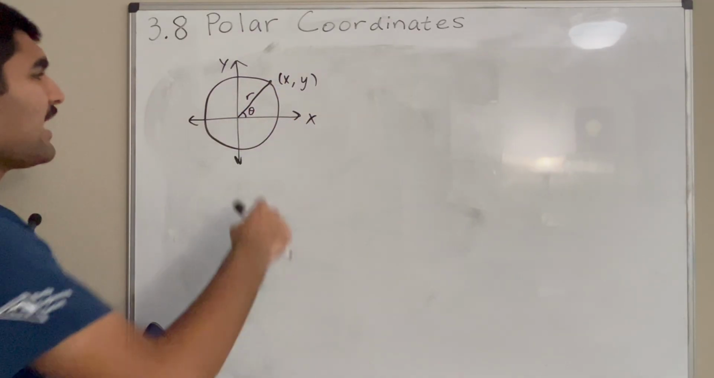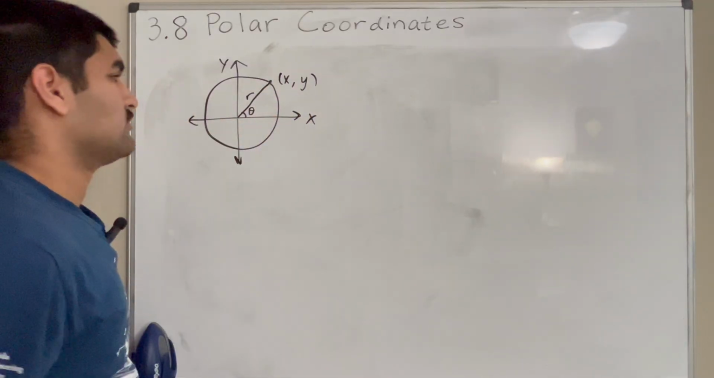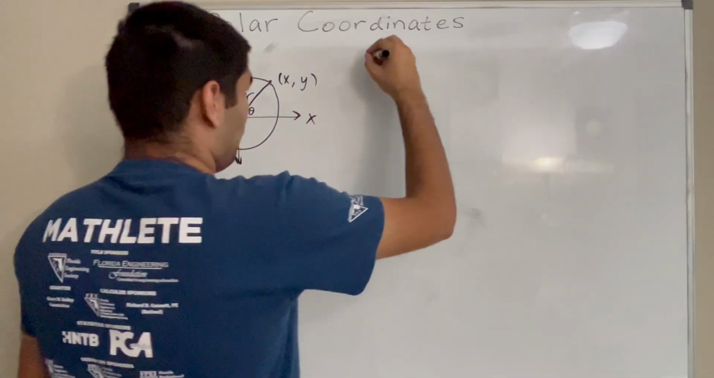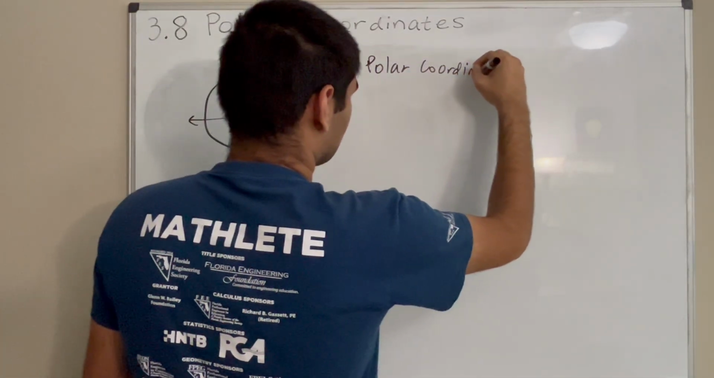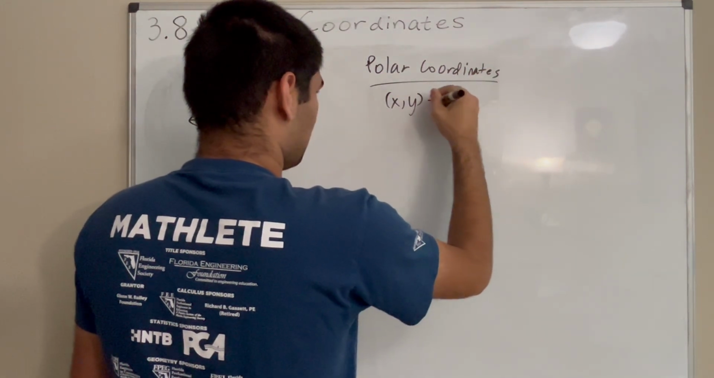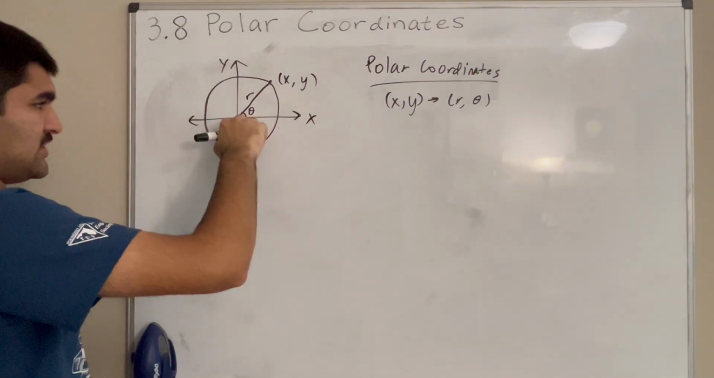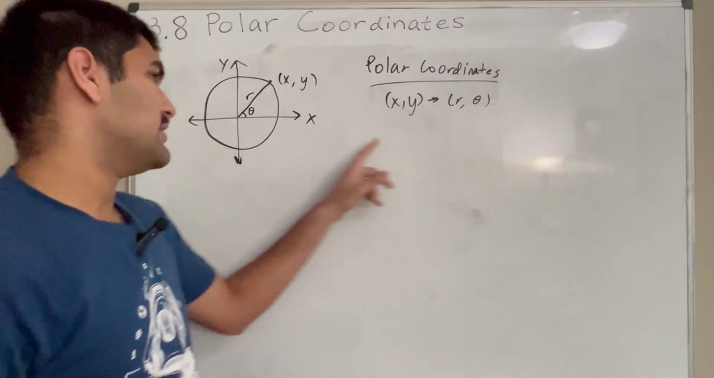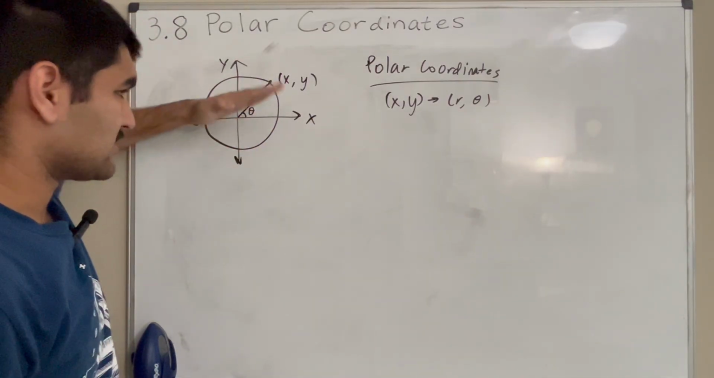So now we can actually represent this point (x, y) using r and theta. And that's exactly what polar coordinates is. Polar coordinates is simply expressing a point as (r, theta), where r is the radius of the circle, so the distance from the origin to that point, and theta is the angle that the ray makes with the positive x-axis.